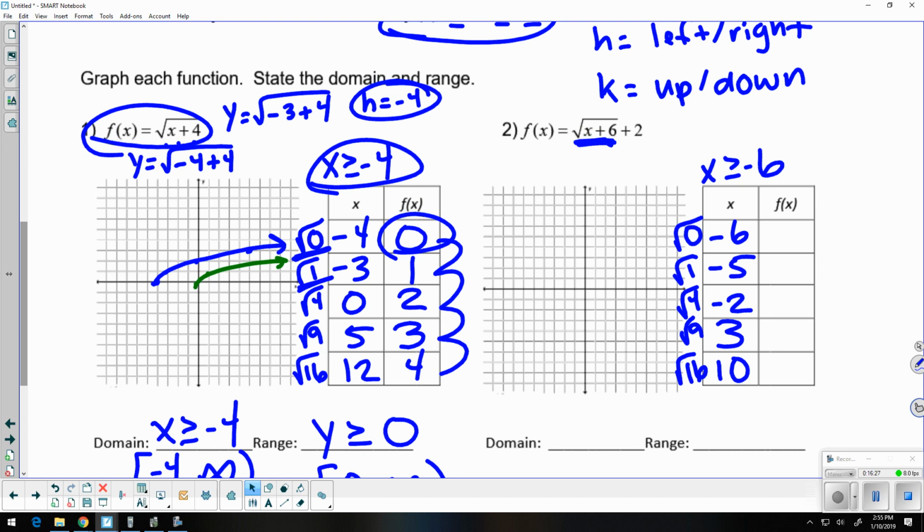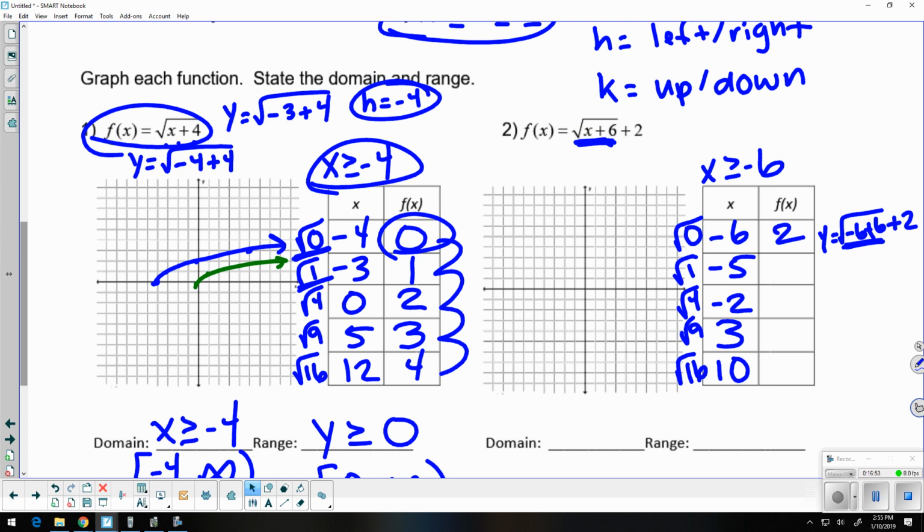This one's going to be a little bit different because once we plug them in for x, we have to add that 2 after we take the square root of the sum. As an example, if I plug in -6 for x, y is going to be the square root of -6 plus 6, plus 2. So I need to take the square root of this sum first, which is 0. Square root of 0 is 0, and then add the 2, so I get 2 for my y.